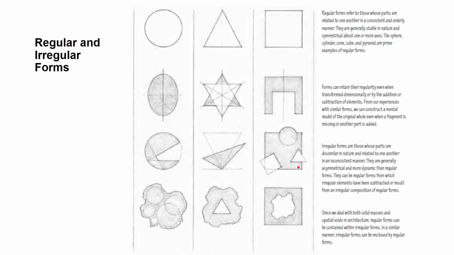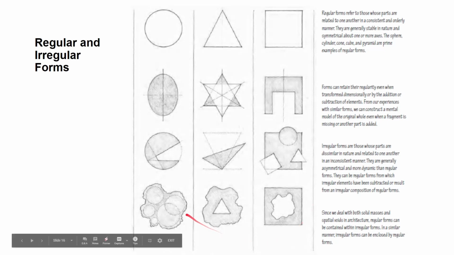So since we deal with both solid masses and spatial voids in architecture and in design, regular forms can be contained within irregular forms. In a similar manner, regular forms can be enclosed by regular forms. With regards to the forms, there is actually no limit as to what we can achieve. This is very true to interior and architectural design.